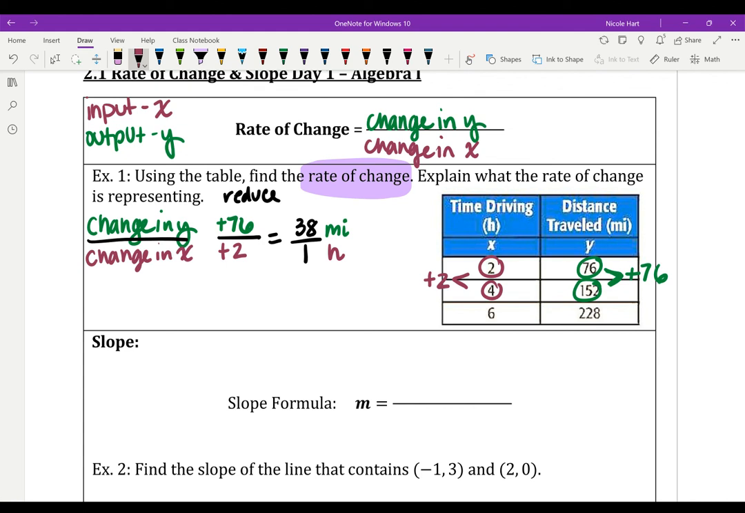So 38 over 1 can also be rewritten or reduced to just 38. And so what this rate of change is representing is that we're going 38 miles per hour. 38 miles per every hour. So that is what our rate of change is showing.